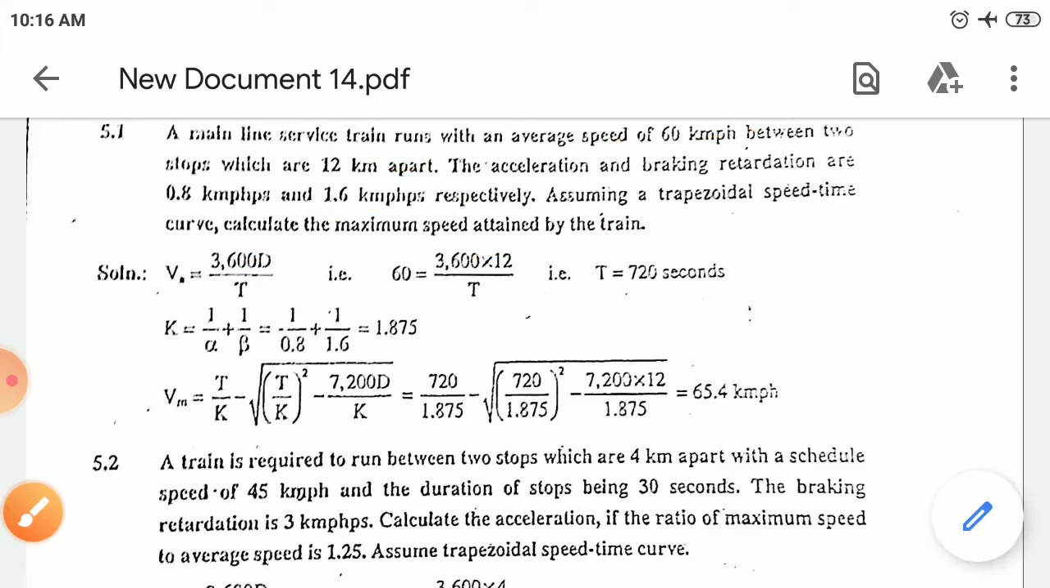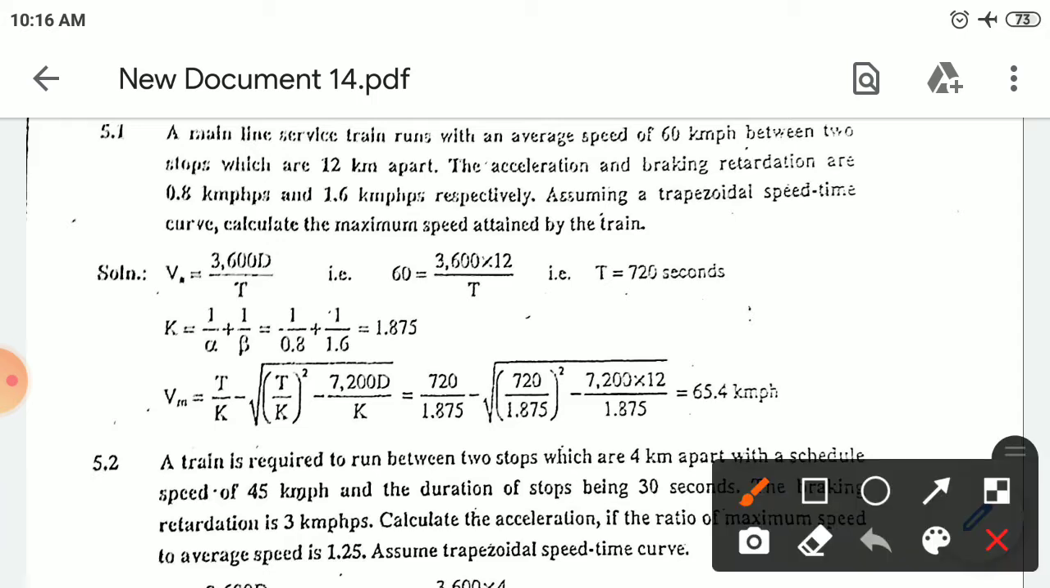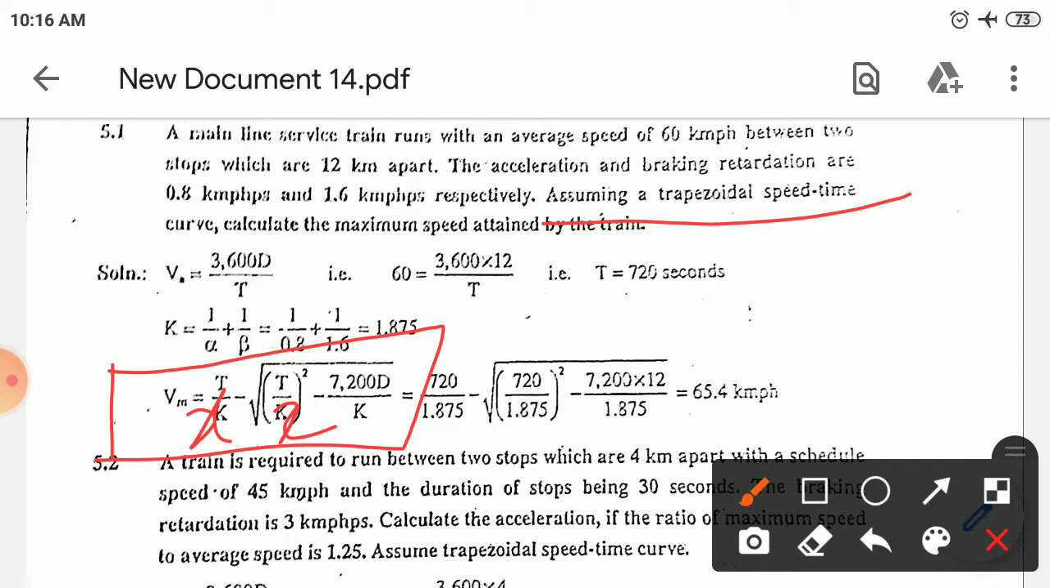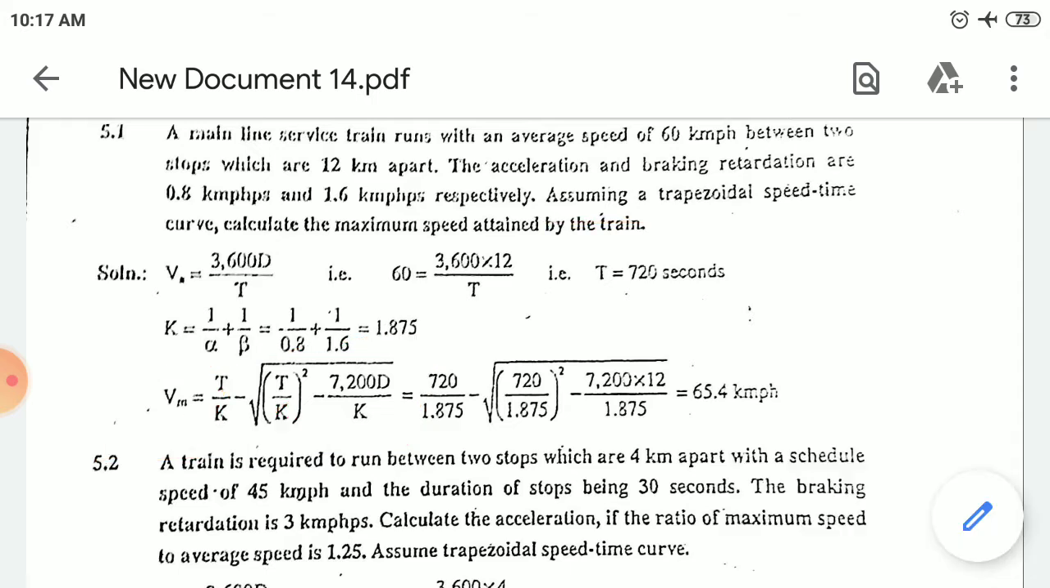So you know the equation to calculate the maximum speed for the trapezoidal curve, from the derivations. To calculate the maximum speed, Vm is equal to T divided by K. I have taken it as X, so you just take it as X only. So T divided by X or K, whatever it is, into this one. This is the equation.